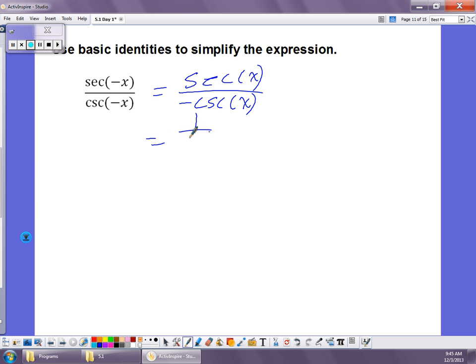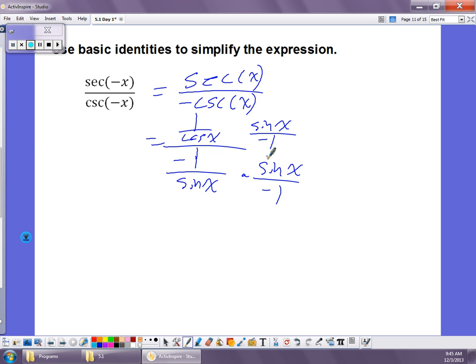Excellent. So this would be 1 over cosine x over negative 1 over sine x. Again, you'd multiply by the reciprocal. It doesn't really matter where you put the negative as long as it's in there. It could be with the sine or it could be with the 1. So then you get negative sine x over cosine x, which equals negative tangent x. Excellent.